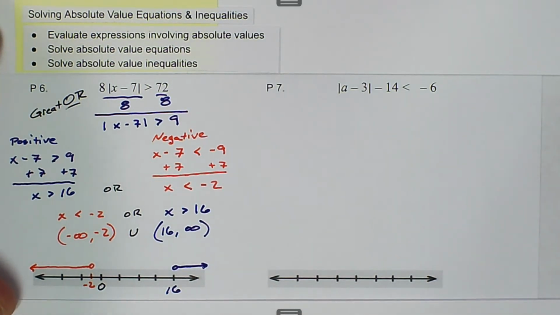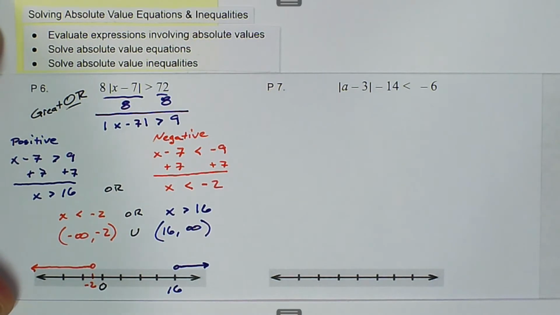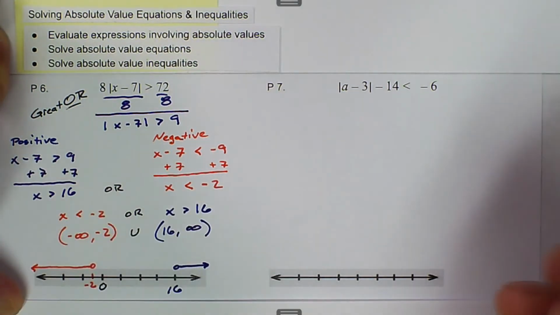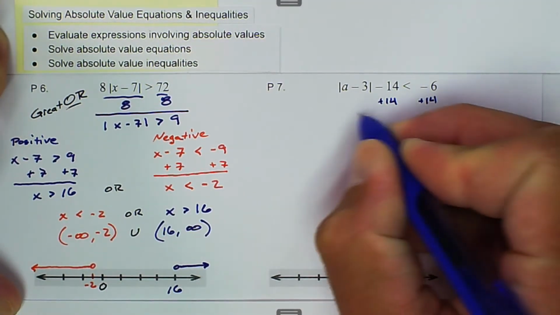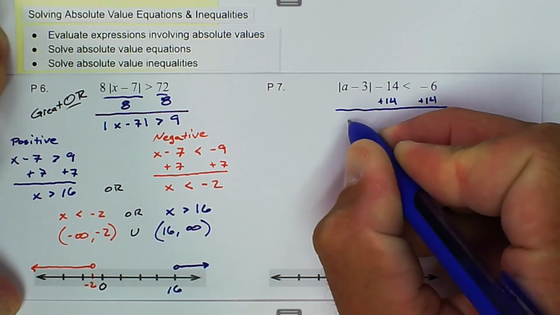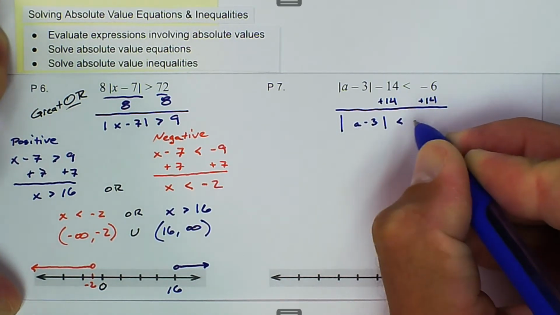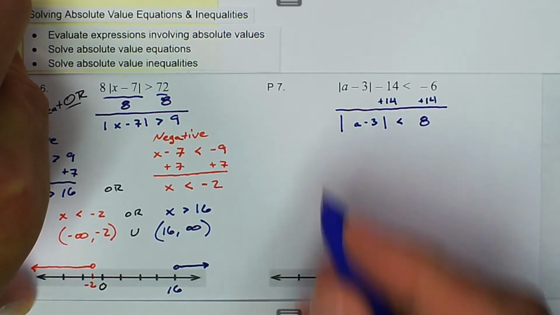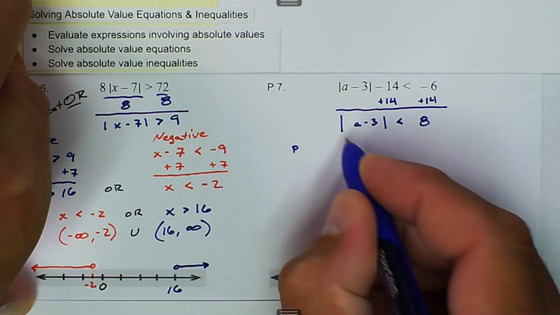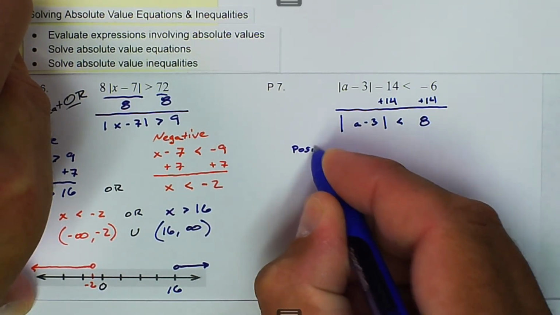Next one. First thing we do is we can add 14 to both sides. And then we get the absolute value of a minus 3 is less than 8. And then to get rid of the absolute value, we have to account for the positive and the negative.